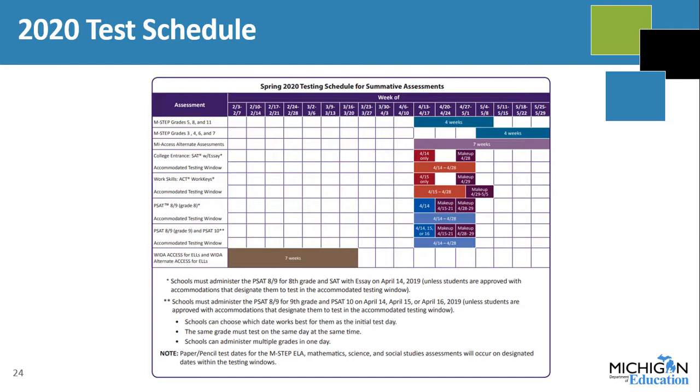This graphic includes the testing schedules for M-STEP grades 3, 4, 6, and 7, MyAccess, SAT, ACT, PSAT, and WIDA. All of these schedules are also available in the Guide to State Assessments document, which is available on the M-STEP webpage at www.michigan.gov/mstep. The Guide to State Assessments also includes the test administration dates for paper-pencil testing.